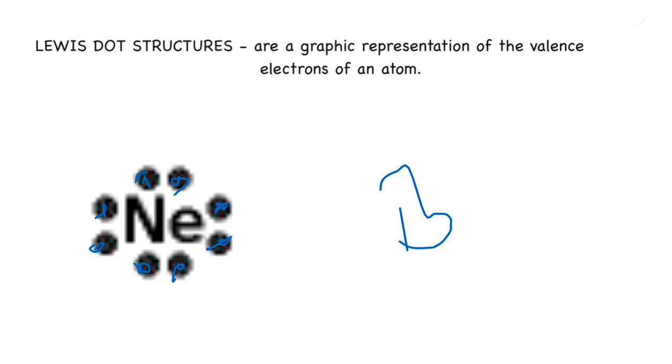Go back to boron. We have our valence electrons. We should have 3 valence electrons. We'll put 1 at the top, 1 on the side, and 1 on the bottom. So that's as simple as it is for valence electrons.